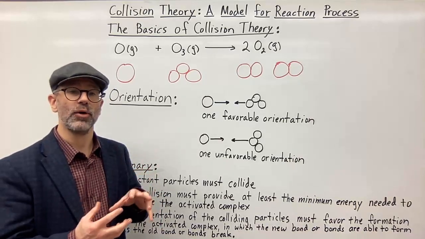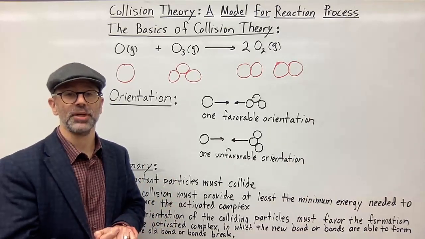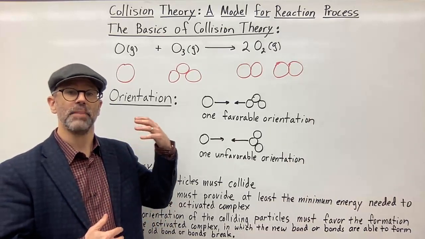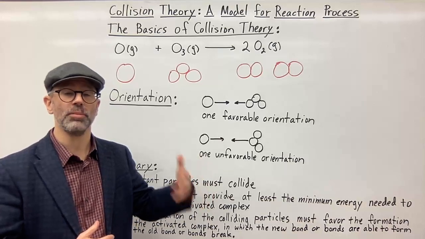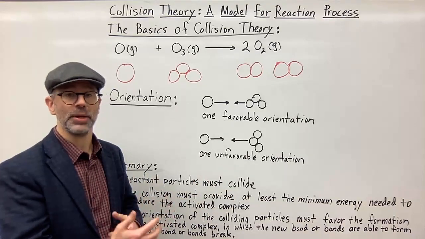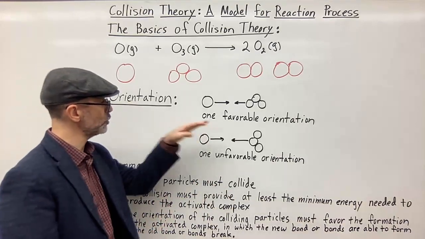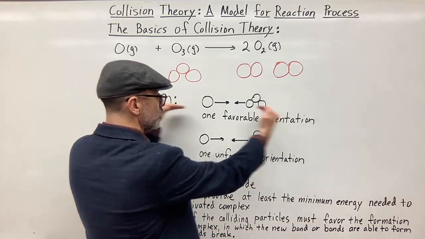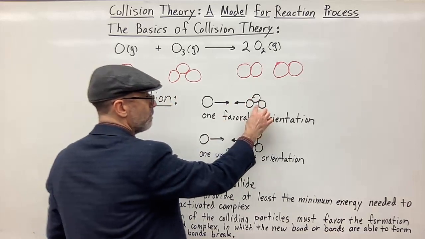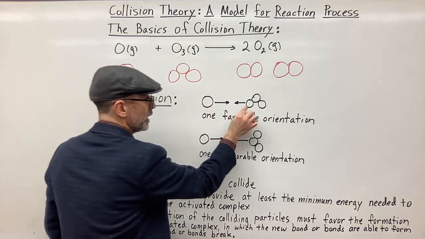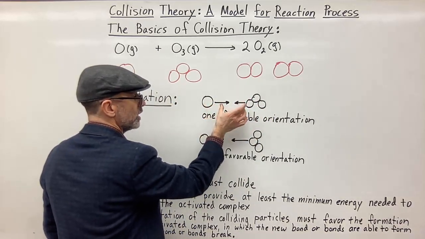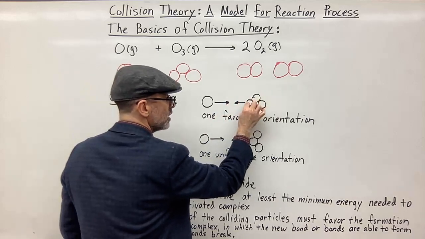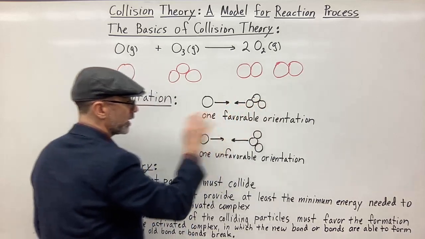They need to have the right orientation to form the activated complex so that the bonds that need to be formed are being formed and the bonds that need to break are being broken. So here's an example. So here, if I have my oxygen atom colliding this way with the ozone molecule, the bond between this atom and this one can form, while the bond between these two can break.